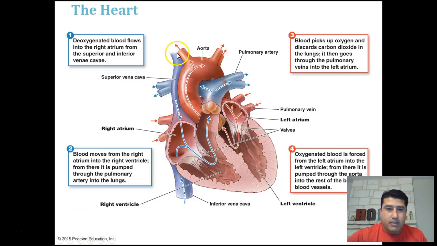Okay, you can see here just above the right atrium, this is the superior vena cava, which is one of the two largest veins in the body. And then just below the right atrium, you have the inferior vena cava, which is also one of the two largest veins in the body. So these two veins are the two largest veins in the body.